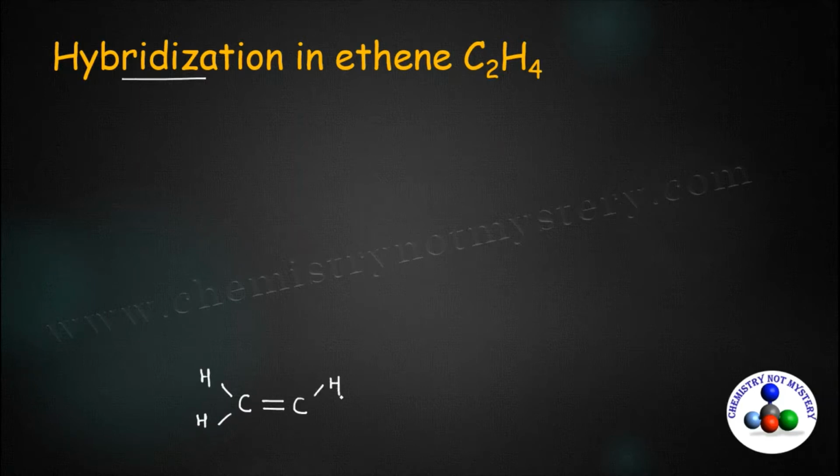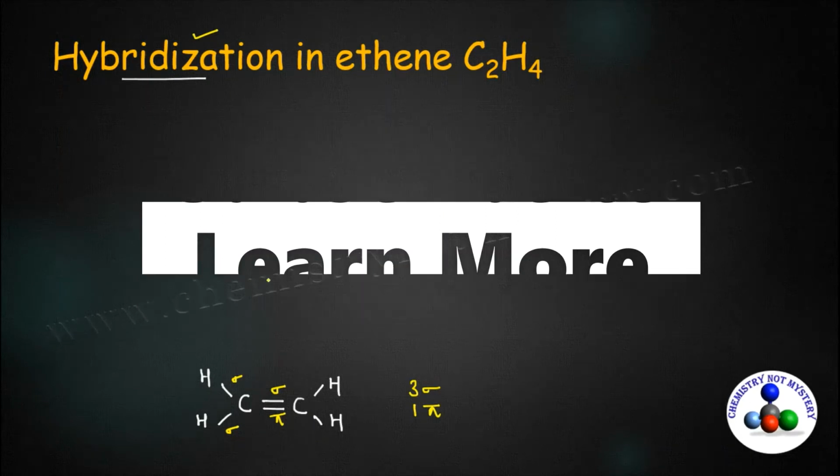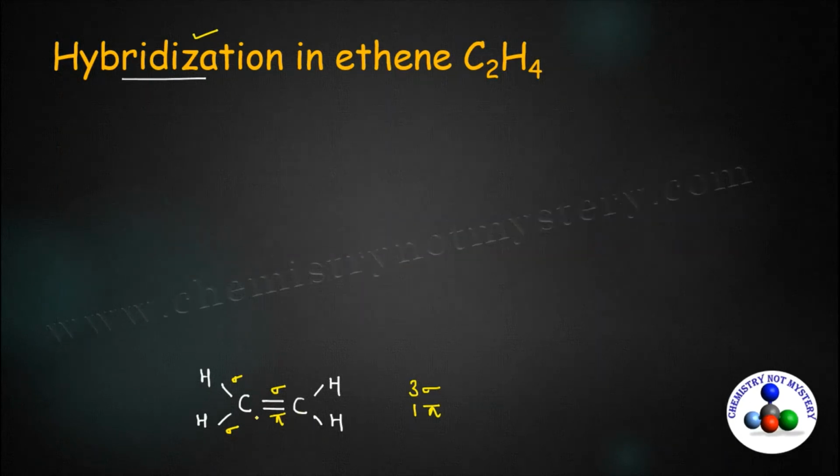And as you know, single bond is formed by sigma bonds. So there is a sigma bond present between carbon and hydrogen. And double bond is formed by one sigma and one pi bond. So in this way, each carbon is bonded with 3 sigma and 1 pi bond. As we have discussed, hybridization is applicable to the central atom only. And there are two central atoms, carbon 1 and carbon 2.